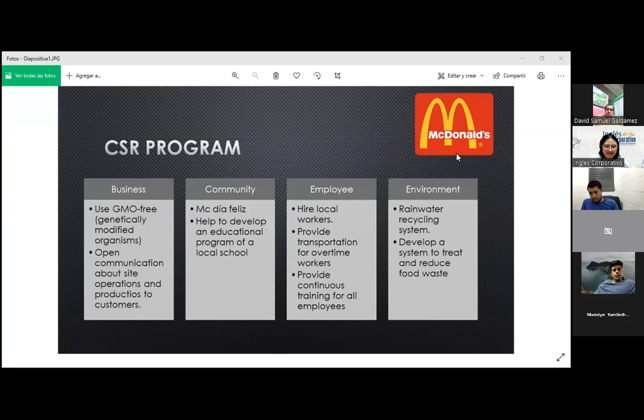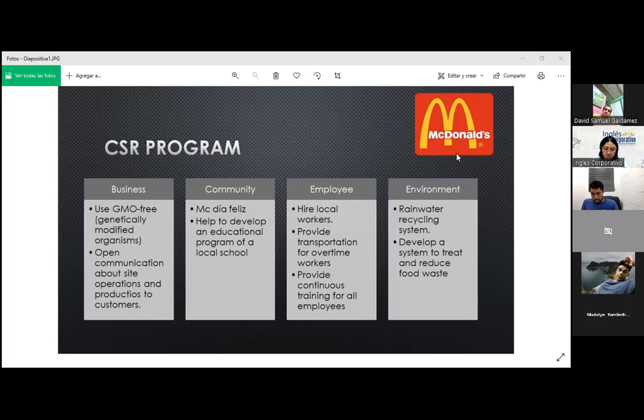Hi, everybody. Well, we are going to present this year's CSR program, and as a group, we chose McDonald's as an example of a company that used that kind of model. In the first example, in business, we think that the company modifies the ingredients that they use, with chemicals, and we think that they have to stop doing that because, with the passing of time, it can be bad for health. And we think that they have to use natural ingredients to prepare their hamburgers.